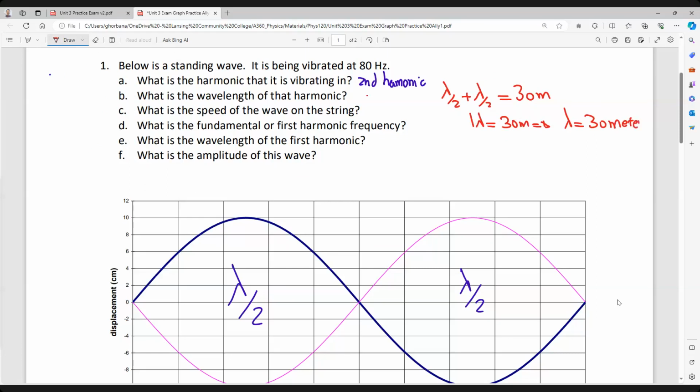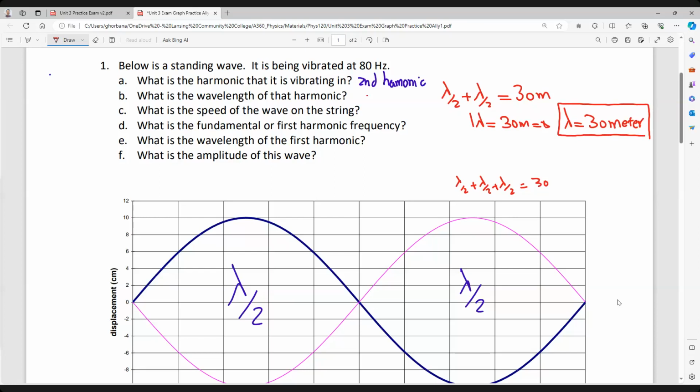This is part B. Let's say if there were 3 loops, we would write lambda over 2 plus lambda over 2 plus lambda over 2 equal to the length of the string, which is 30 meters, and then we just solve for lambda.